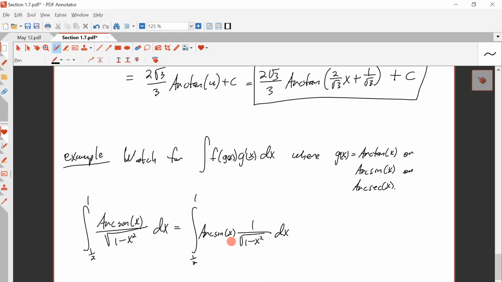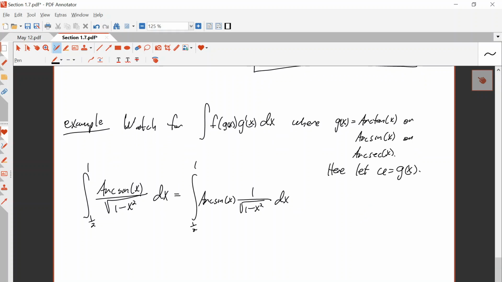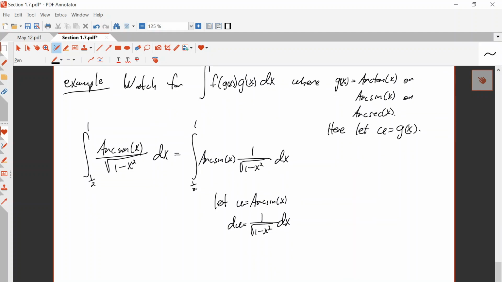So in this case, what you want to do is let u equal g of x, which is either arcsine, arctangent, or arcsecant. In this case, it's arcsine. Okay, so let u equal arcsine x. So du is the derivative 1 over square root 1 minus x squared dx. Put this over here.